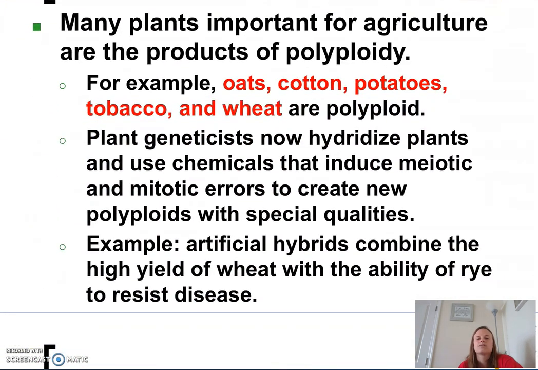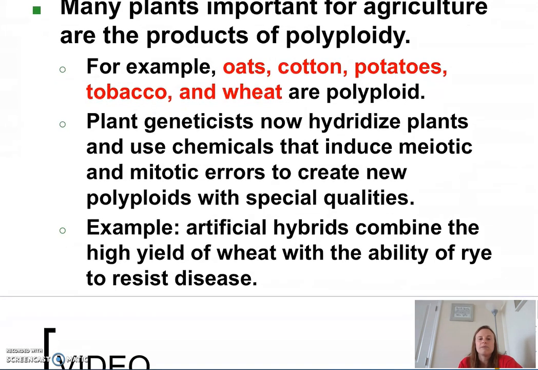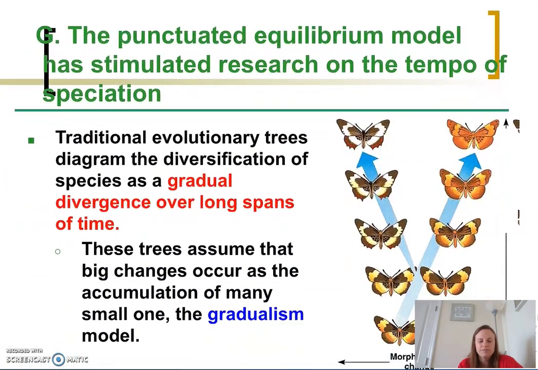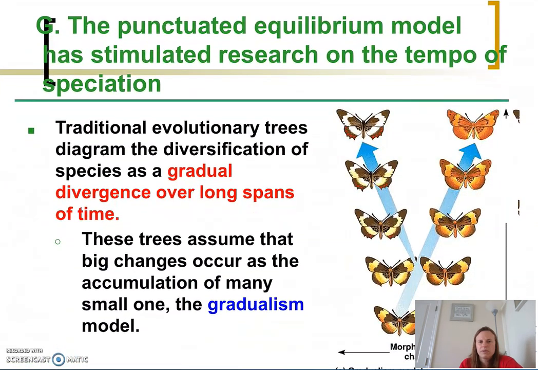For example, oats, cotton, potatoes, tobacco, and wheat are examples of polyploid organisms. And actually, plant geneticists are now hybridizing plants and using chemicals to induce meiotic and mitotic errors to create polyploids with special qualities. For example, hybrids that have the combined benefits of producing a high yield with the ability to resist disease. This should also be a familiar picture.